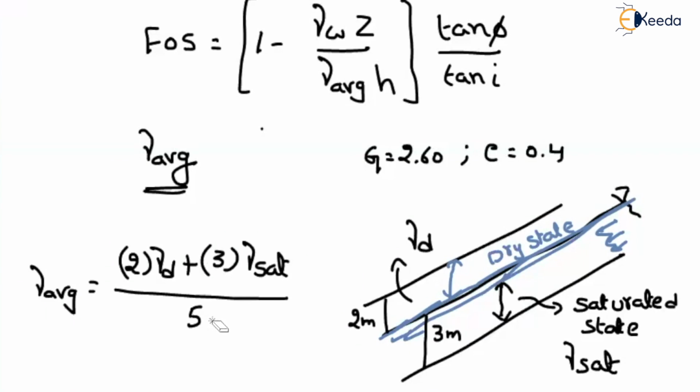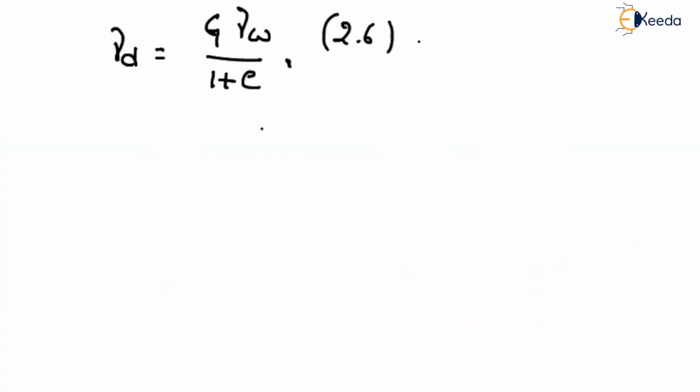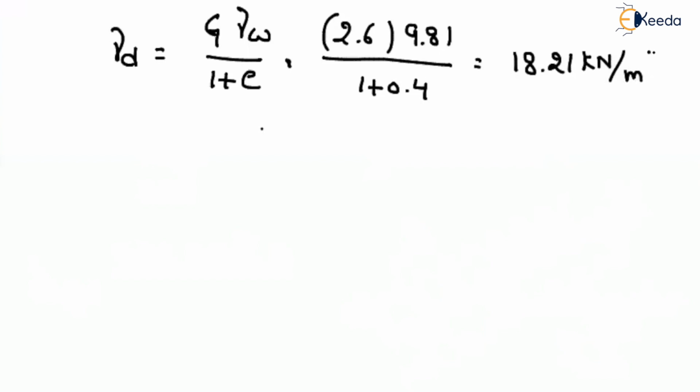So if you want to find out the gamma average, first you have to find out gamma D and also gamma saturation. So let us find out those values. From the properties of the soil, we can say gamma D will be equal to G into gamma W divided by 1 plus e. G value is given as 2.6. Let us take the unit weight of water as 9.81 kilonewton per meter cube. What about the void ratio? 0.4. If you solve this, you will get this value as 18.21 kilonewton per meter cube.